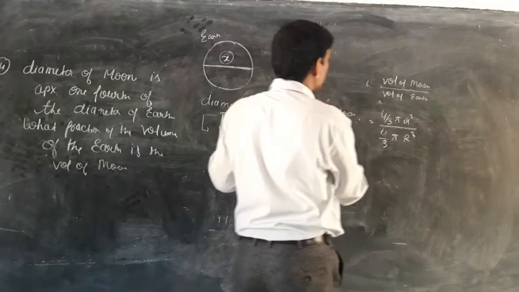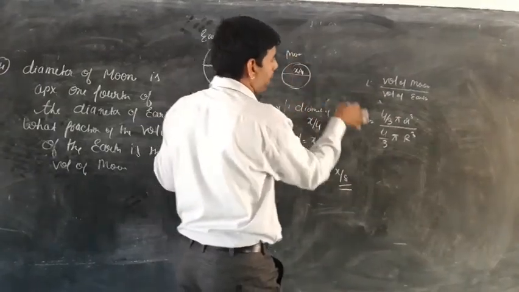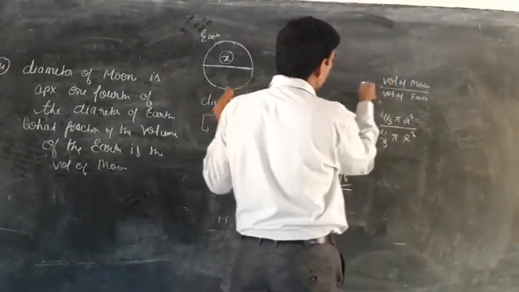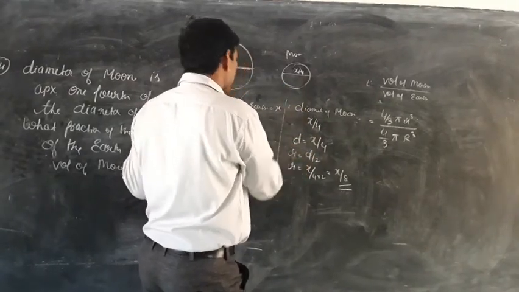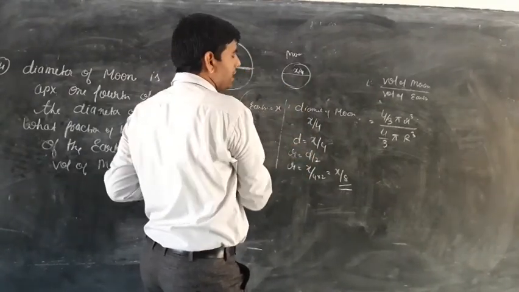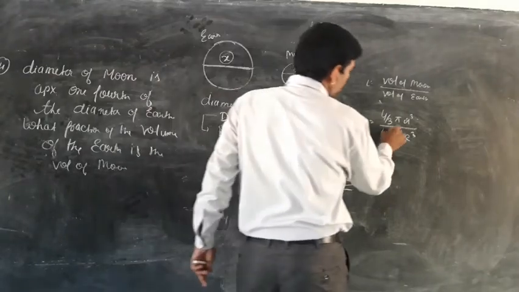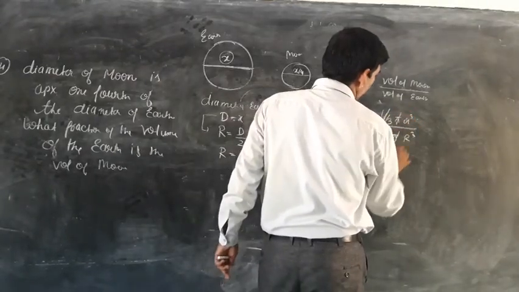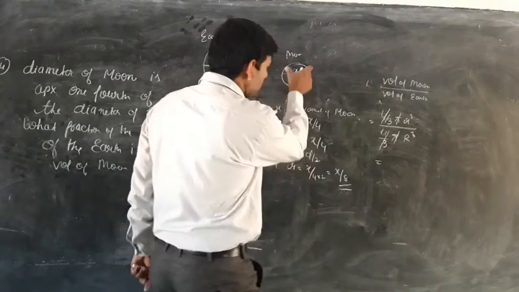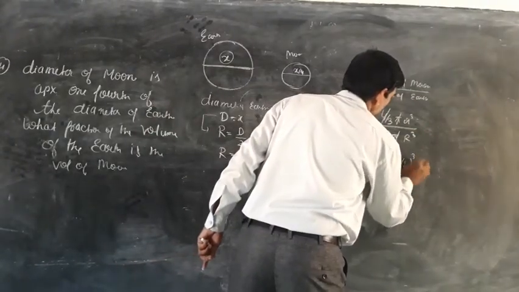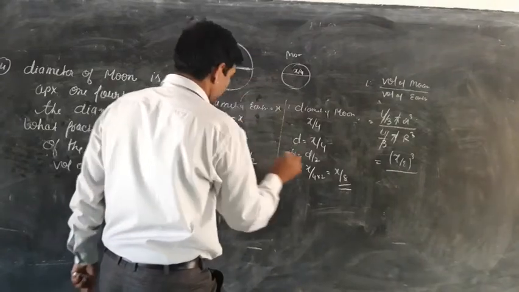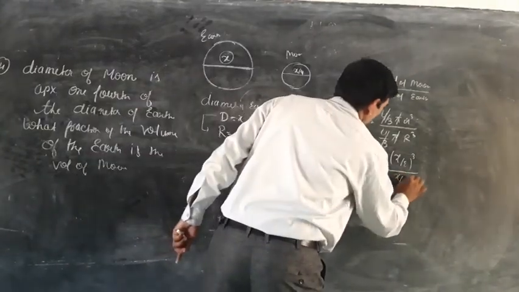Both shapes are spheres. The volume of a sphere is 4 by 3 pi r cube. But for the moon we denote the radius by small r and for the earth we denote the radius by capital R. 4 by 3 cancels with 4 by 3, pi cancels with pi. The small r, radius of the moon, is x by 8 whole cube, and the radius of the earth is x by 2 whole cube.